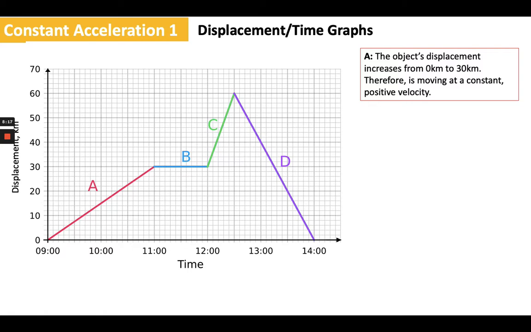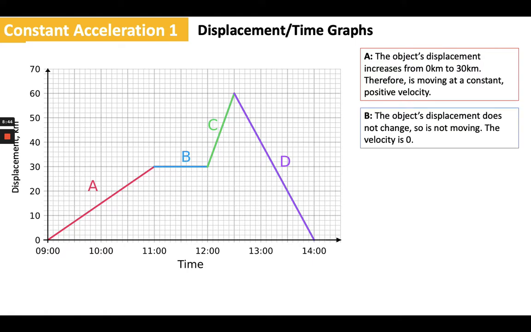and there's therefore a positive velocity. That can lead us to thinking about part B. At part B, at the beginning my displacement is 30 kilometres, and at the end my displacement is 30 kilometres. That means that over 1 hour there is no change in motion. There is no movement. The displacement has not changed, so there is no velocity. I can say that the object's displacement does not change, so it is not moving, and the velocity is 0.